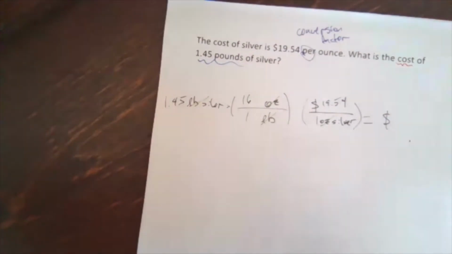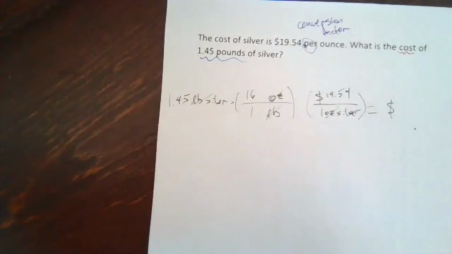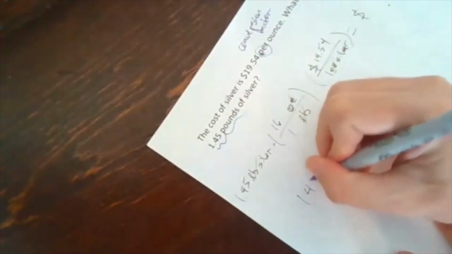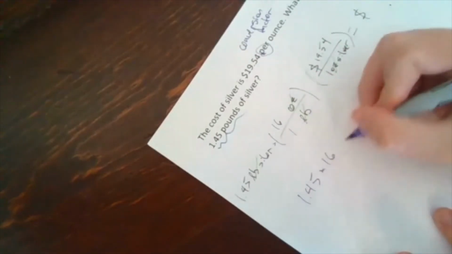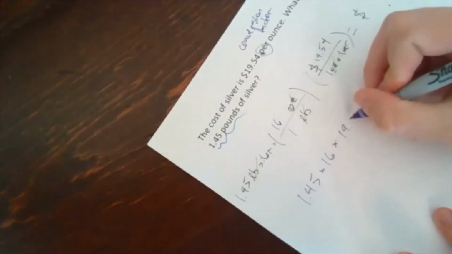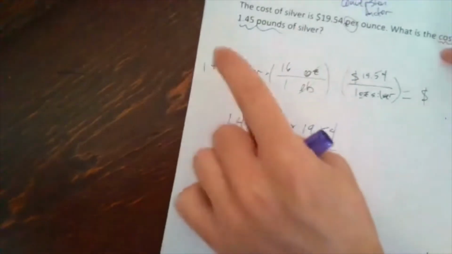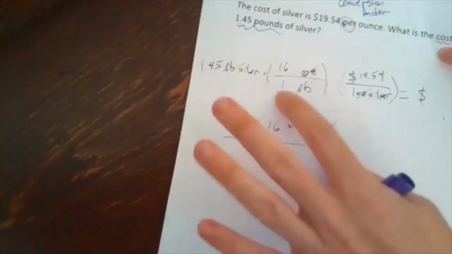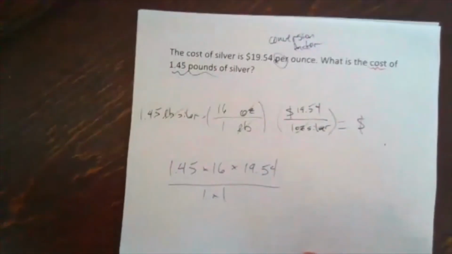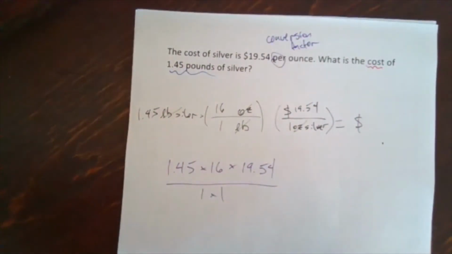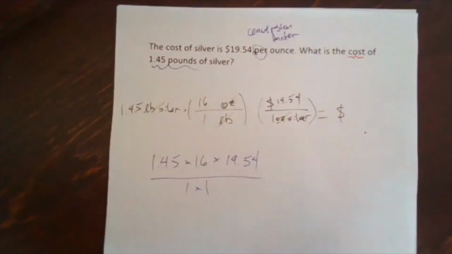And so we can do our multiplication in a more complicated one like this. We'll write out the actual arithmetic, in purple I guess. It's 1.45 times 16 times 19.54 divided by 1 times 1. So all the numbers across the top are multiplied, divided by all the numbers on the bottom. So we can do that arithmetic and we'll get an answer.